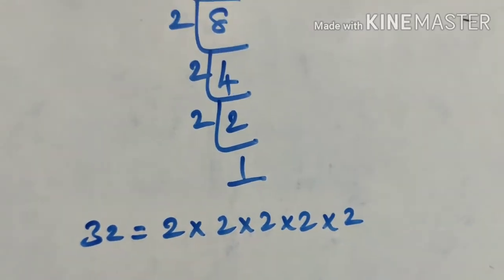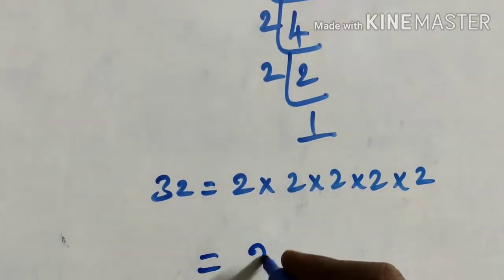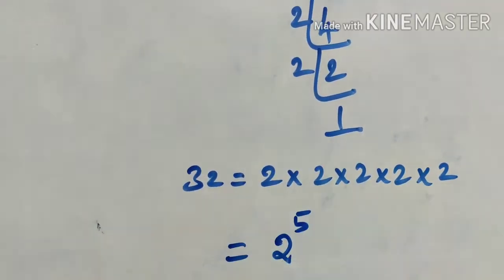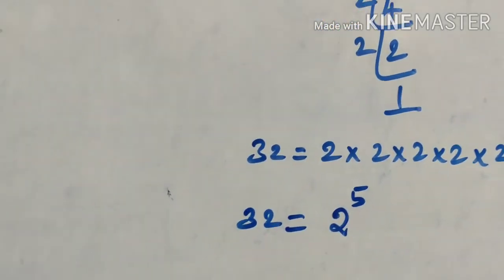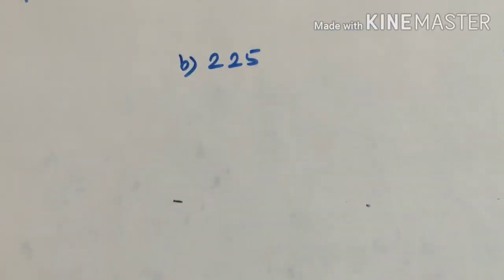Now, this is the expanded form, isn't it? Now, how to write this in an exponential form? Just 2 to the power of 5, that's all. So, 32 can be written as 2 to the power of 5. Next, 225.